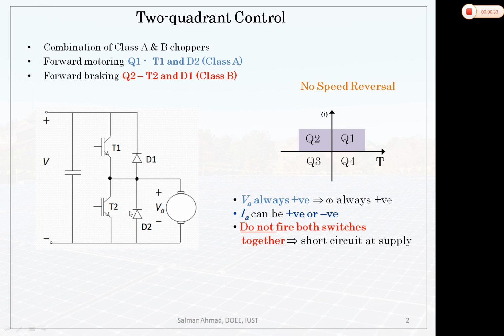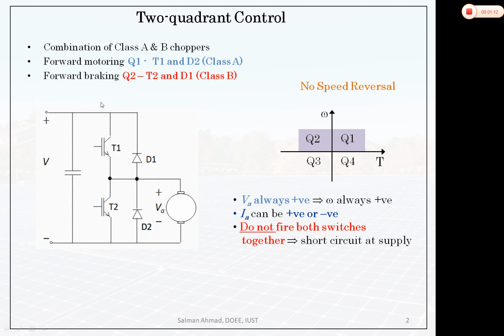D2 is a freewheeling diode connected across the armature circuit, and T1 is connected in series with the supply. Similarly, T2 and D1 work together and form the class B chopper. T2 is directly connected across the motor, and D1 is connected in series with the supply. So if we take two quadrant chopper, we can have four quadrant operation of the DC motor drive.